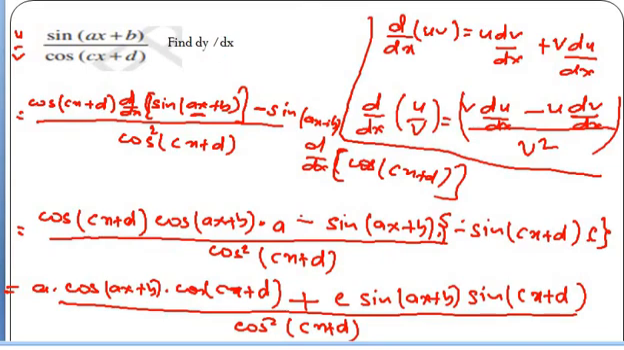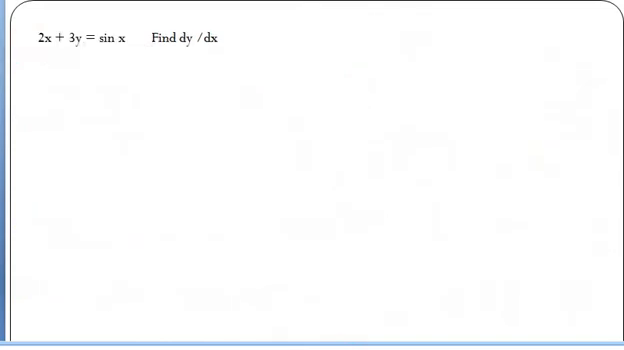If there is multiplication, then we can use the multiplication formula. If there is division, then we can use the division one. So moving to the next question, we'll see what kind of question it is. Now y is not directly given. This is like 2x plus 3y is equal to sin x, and they ask us to find dy by dx.